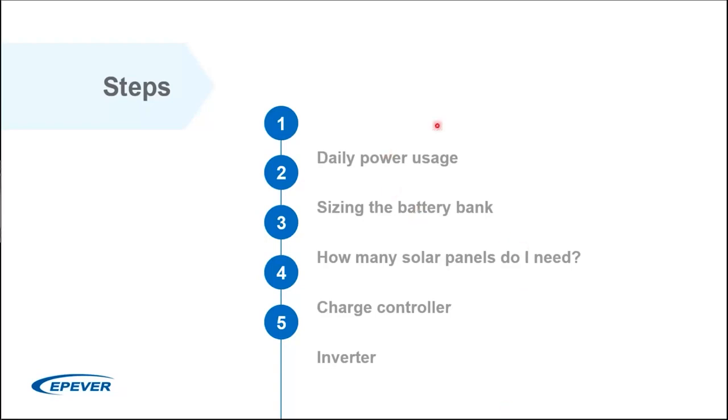So we will try to design our off-grid system in 5 stages. First one is the daily power usage. We will first calculate how much power we need. Then we will size the battery bank. We will determine what kind of battery and how much battery I need. And then we will find how many solar panels we need, how many charge controllers, and finally the specifications of the charge controllers, and finally, what kind of inverter I need.